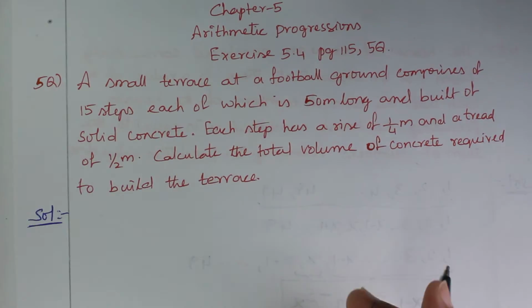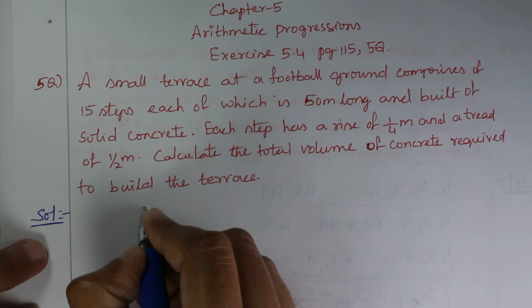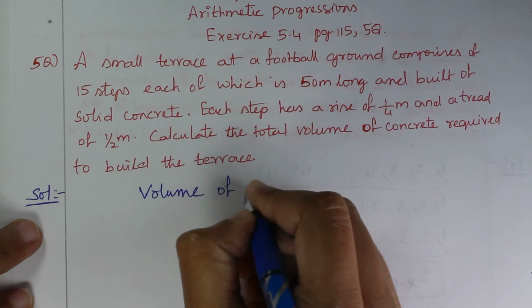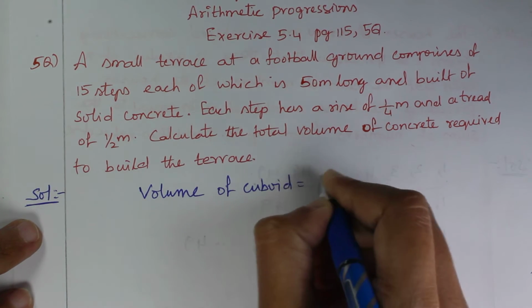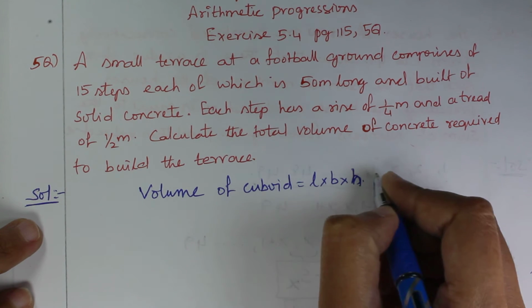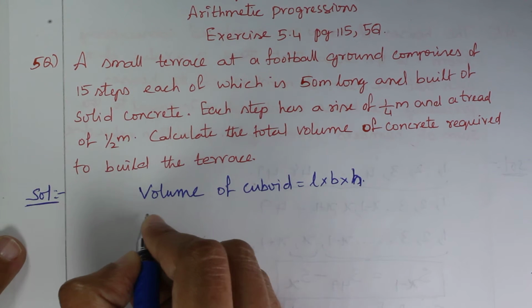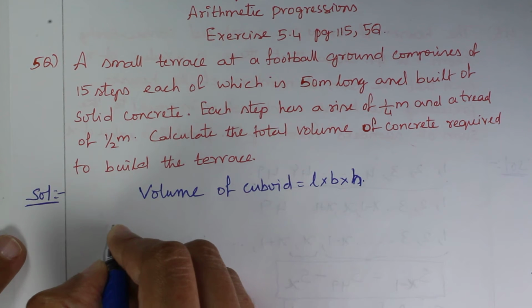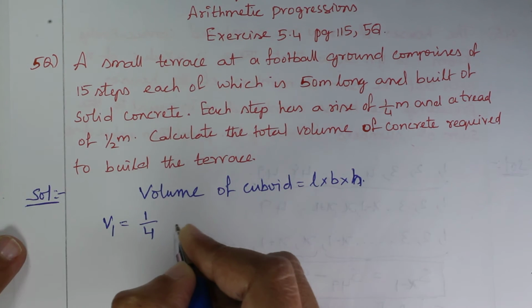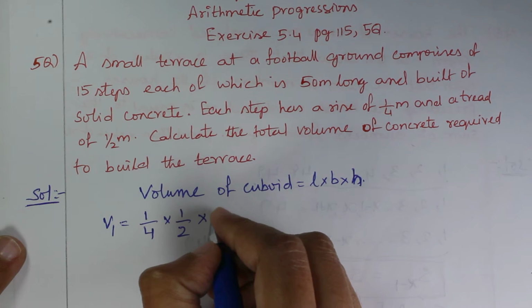So the volume of concrete required for the first step, that is a cuboid, becomes length into breadth into height, right? This is the formula for the volume of a cuboid. So the volume of the first step, V1, is equal to 1/4 meter into half into 50.